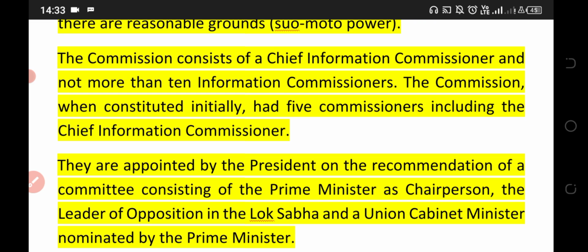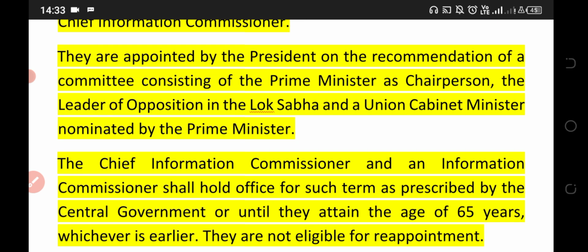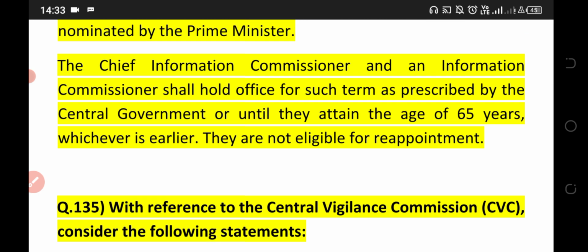The commission consists of a chief information commissioner and not more than 10 information commissioners. The commission, when constituted initially, had five commissioners, including the chief information commissioner. They are appointed by the president on the recommendation of the committee consisting of the prime minister as chairperson, leader of opposition in the Lok Sabha, and a union cabinet minister nominated by the prime minister. The chief information commissioner and the information commissioners shall hold office for such term as prescribed by the central government or until they attain the age of 65 years, whichever is earlier. They are not eligible for reappointment.